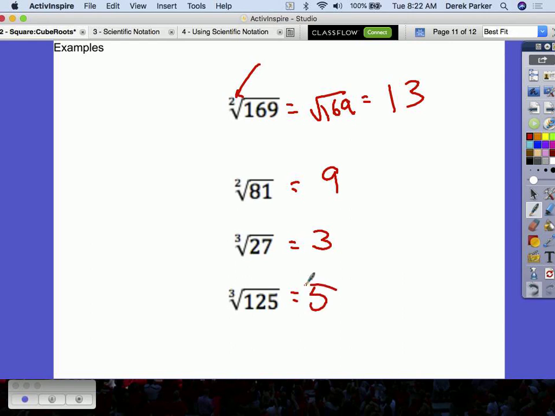Another suggestion I have for you is memorize some of those cube roots. If you memorize perfect squares and you memorize the cube roots, square roots are going to be extremely easy. And I would highly recommend that because when we get into simplifying radicals in Algebra 1, it all comes back to this.